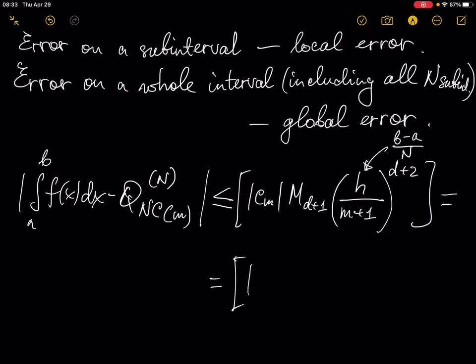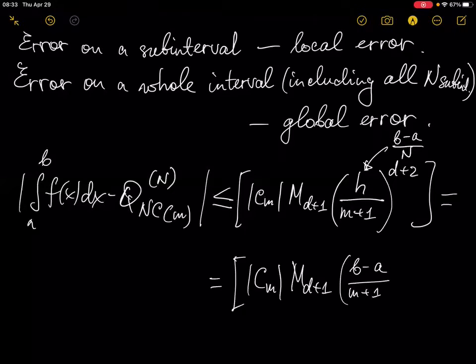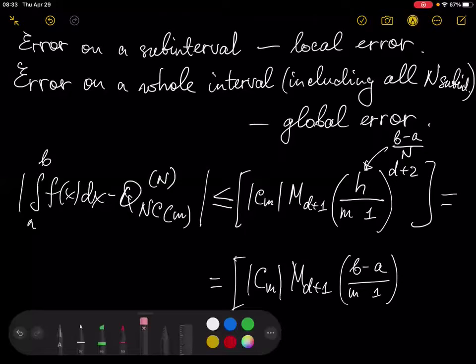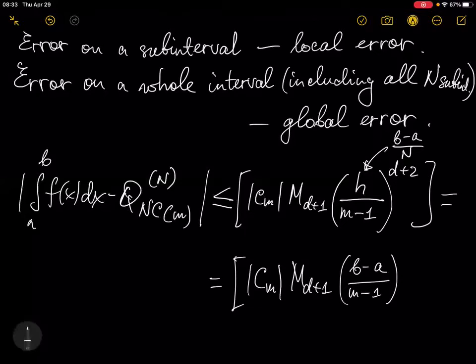So you can say that this is Cm, M d plus 1. Here is b minus a divided by m plus 1, exactly as before. Sorry, minus 1 here. Minus 1. D plus 2. And I will factor out these to this power. So it will be 1 over n to the power d plus 2.